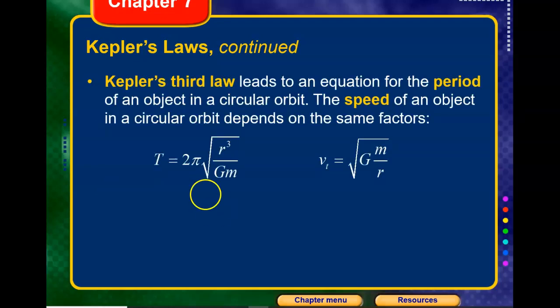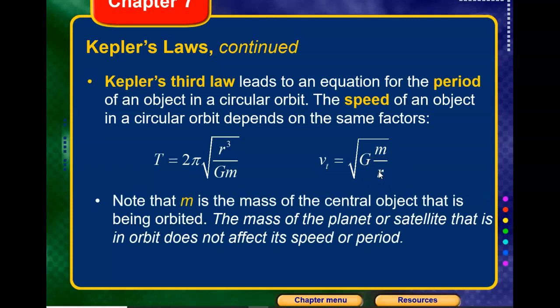The period is equal to 2 pi times the square root of the radius of the orbit cubed divided by the gravitational constant and the mass of what it's orbiting. And the speed of the orbit is the square root of the gravitational constant times the mass of what it's orbiting divided by the radius. The mass is of the object that is being orbited. The mass of whatever's orbiting doesn't matter at all.